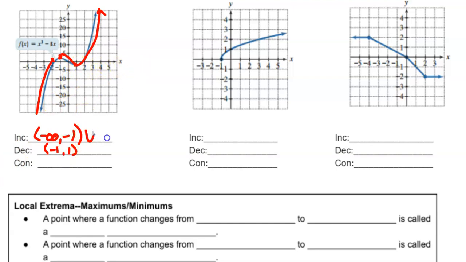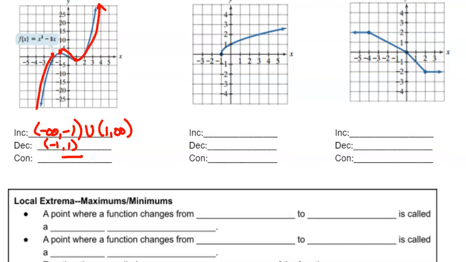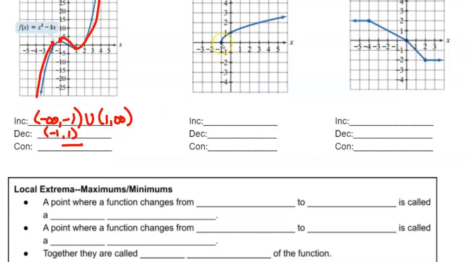So increasing from 1 to infinity. That's the only situation that happens. Therefore, there is no constant interval in this function. Okay? Next one, I'm starting here at negative 1.